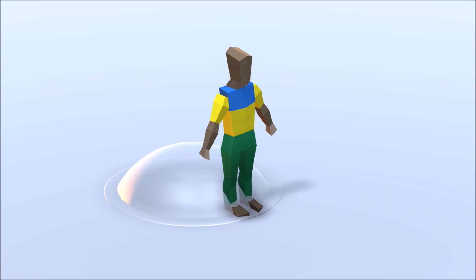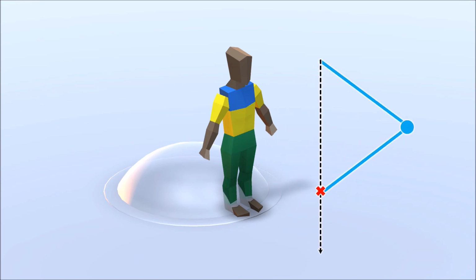I send a ray from the hips vertically towards the floor. The point of intersection is where he should place his feet. If the leg bones are currently straight, I want to bend them like this. To figure out the new joint angles, I need to solve this triangle.